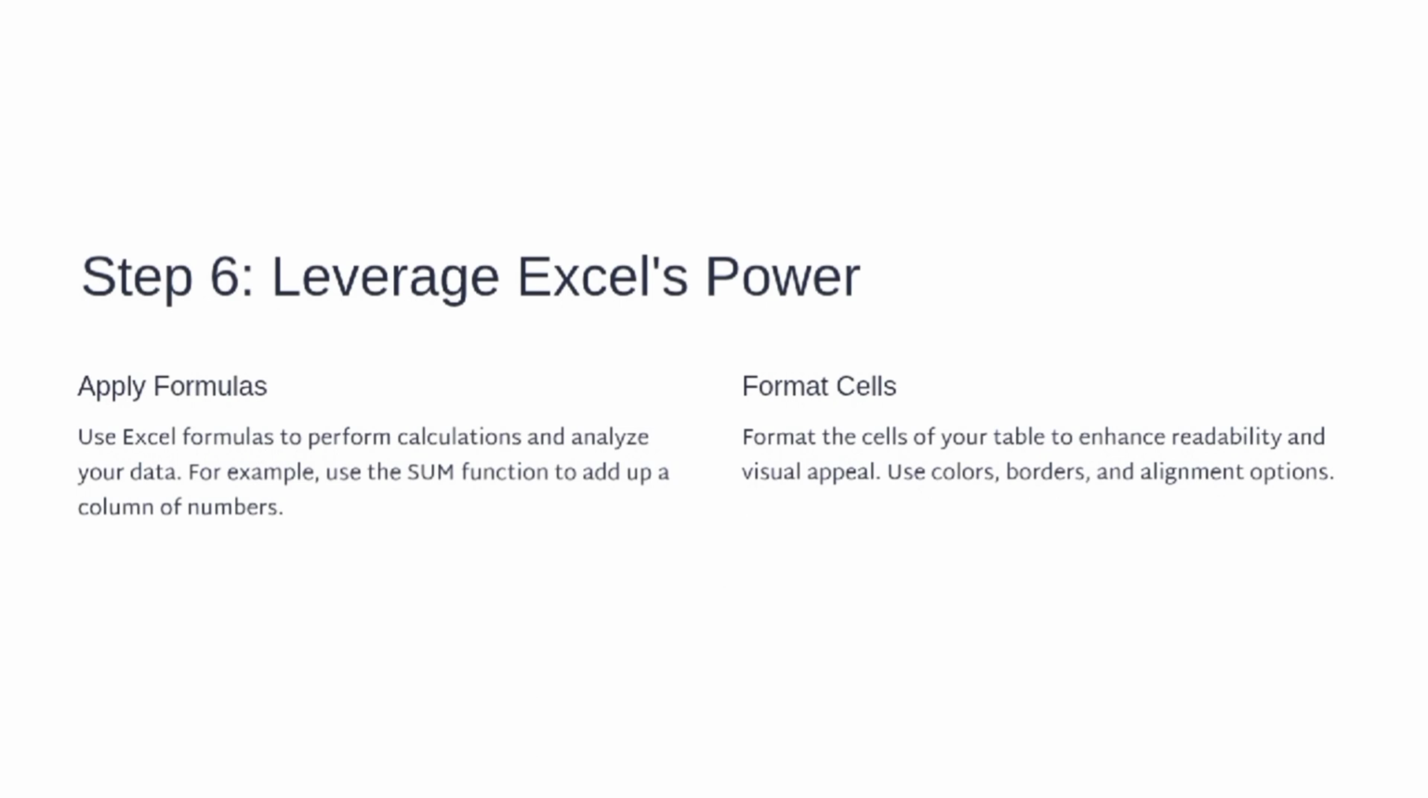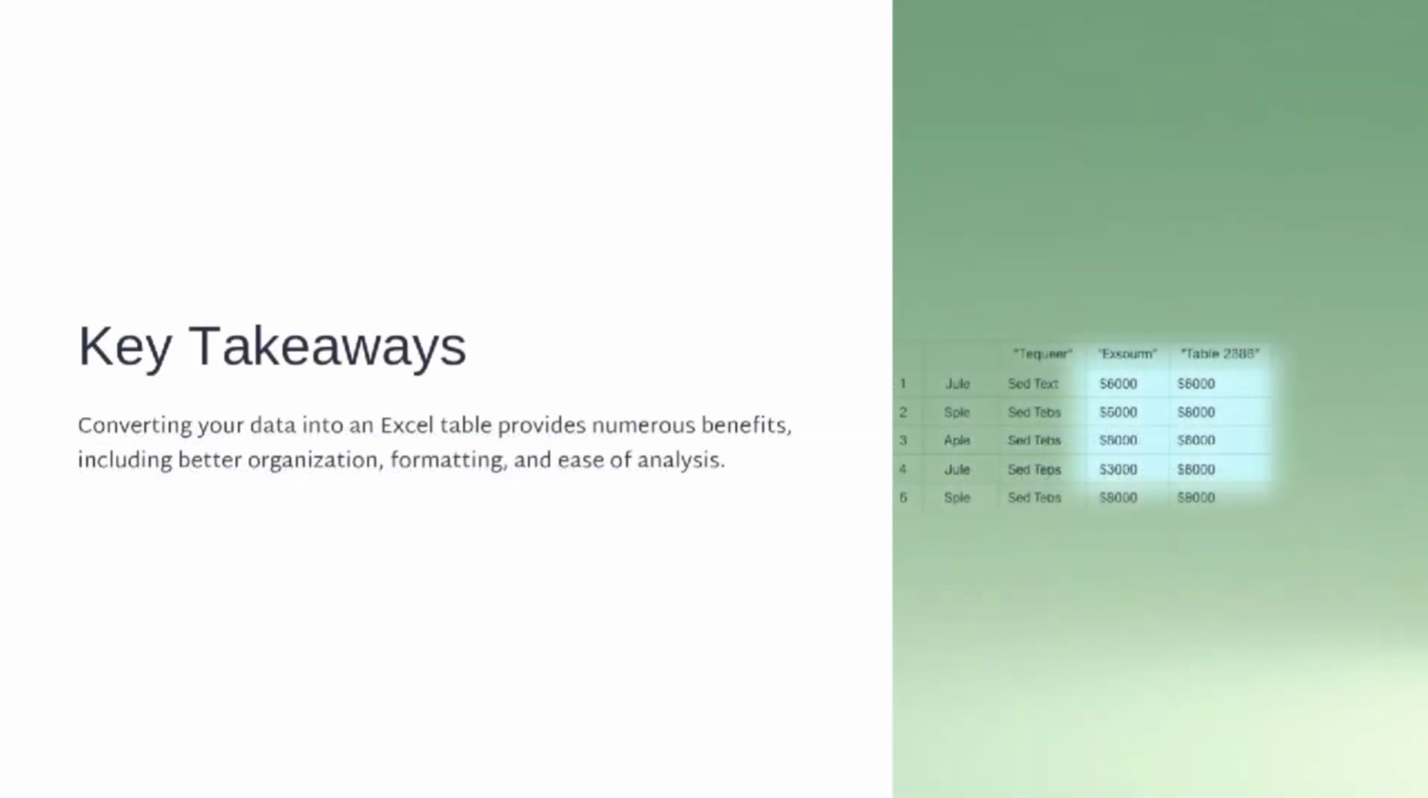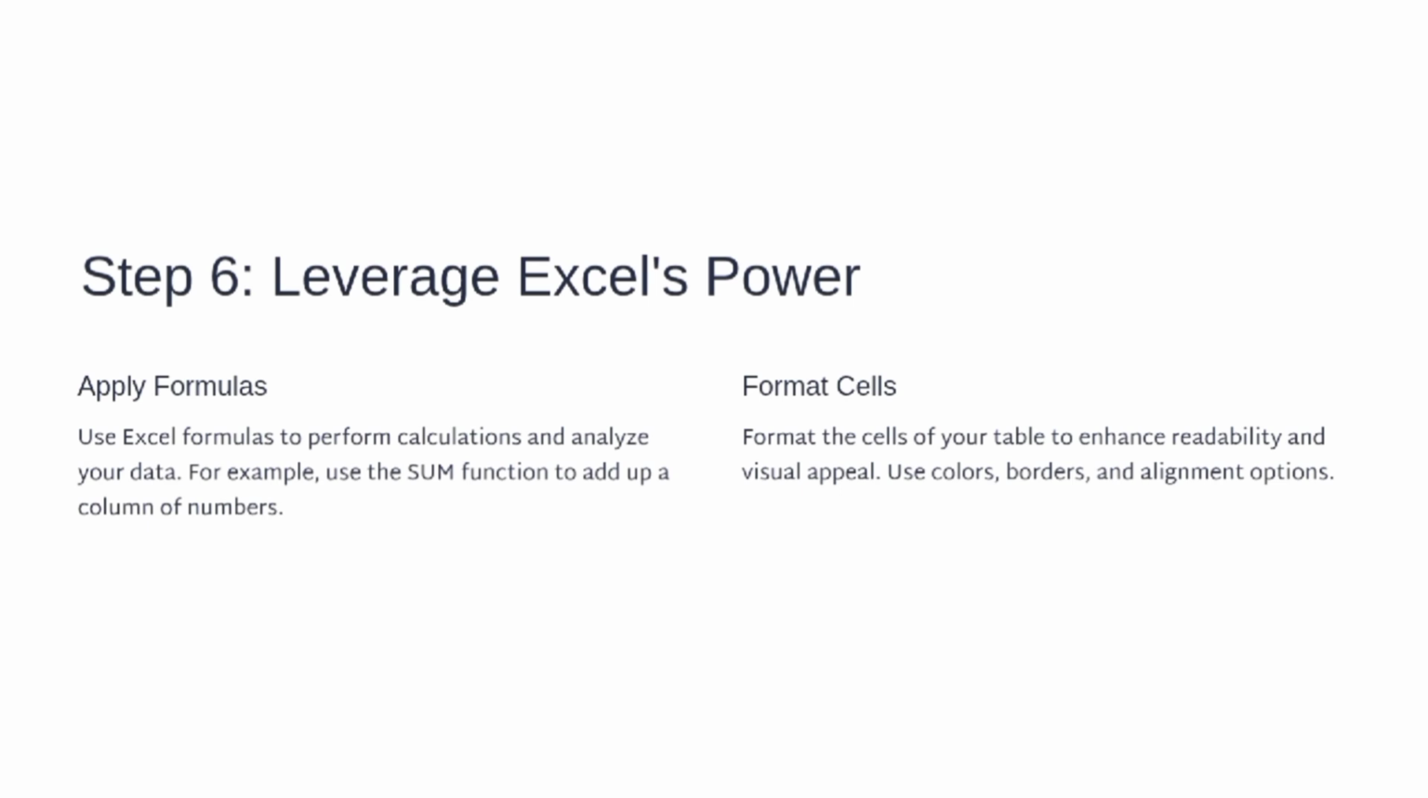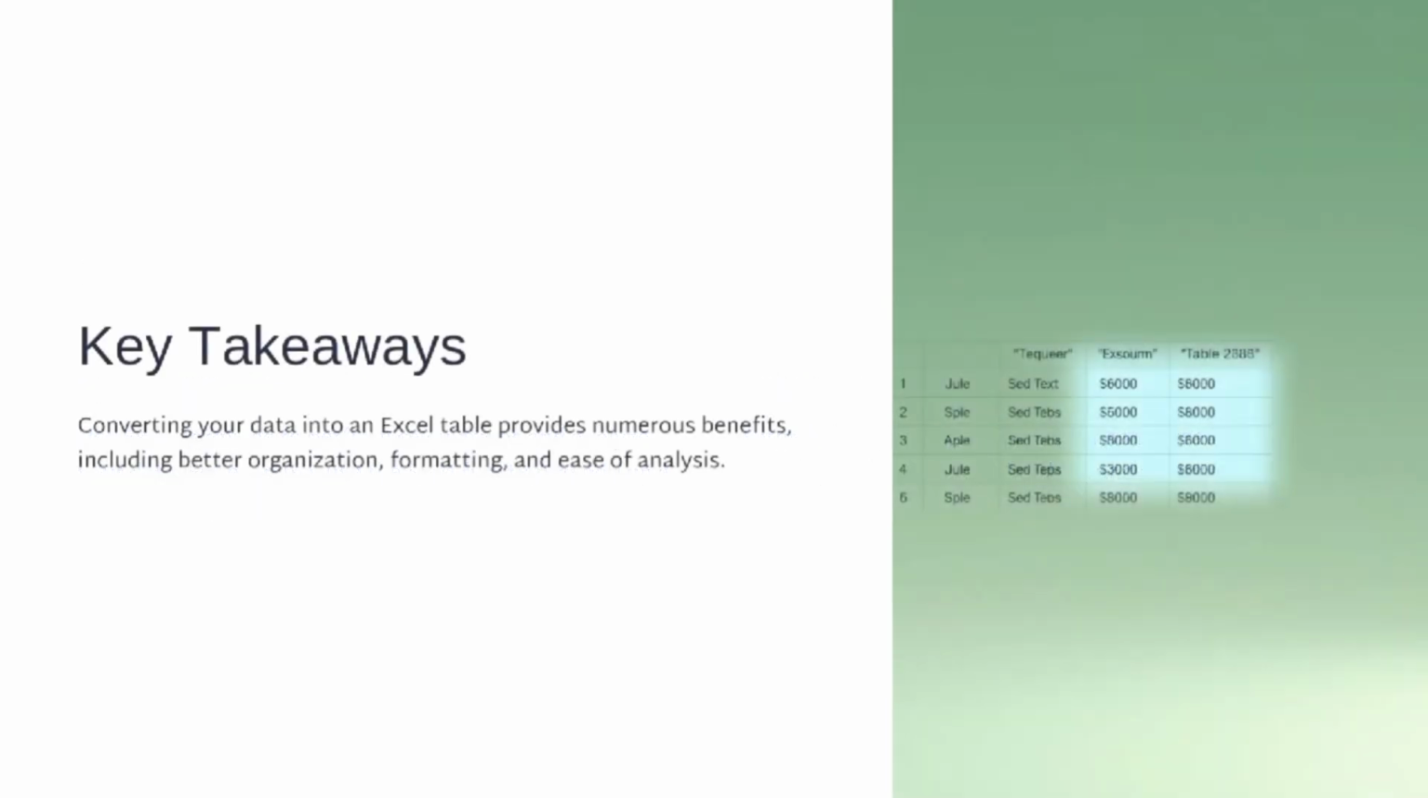Apply formulas. Use Excel formulas to perform calculations and analyze your data. For example, use the sum function to add up a column of numbers. Format cells. Format the cells of your table to enhance readability and visual appeal. Use colors, borders, and alignment options. Key takeaways. Converting your data into an Excel table provides numerous benefits, including better organization, formatting, and ease of analysis.